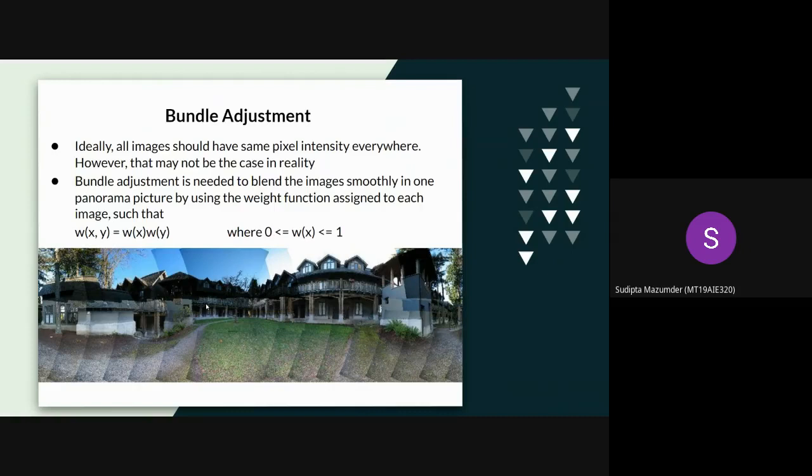Due to this, we need to apply some sort of blending so that when we get the final panorama image, there is no way we can tell that there is some transition, or that the image looks dull at one point or brighter at another point. We do not want that. For that, we need this. For this purpose, the authors have used a weighted function which is given by w(x, y), which is actually a product of w(x) and w(y). And the value of w(x) varies between 0 and 1.